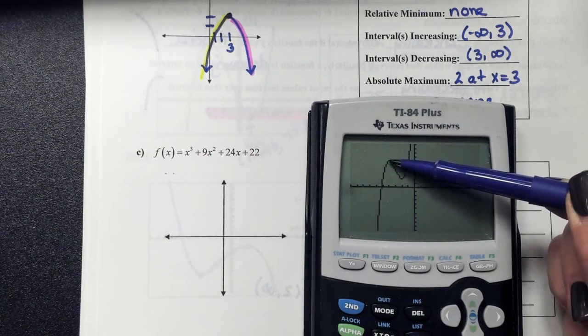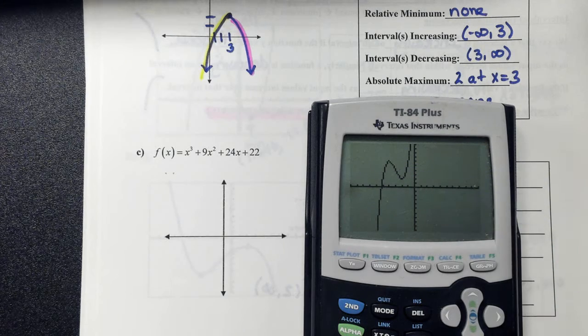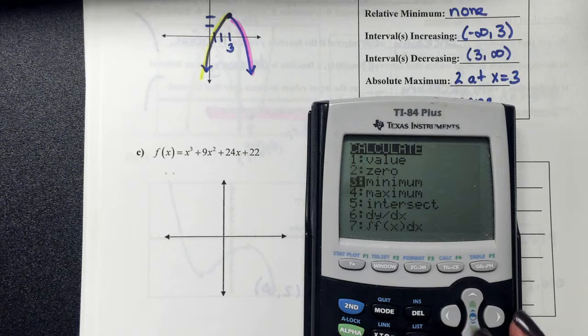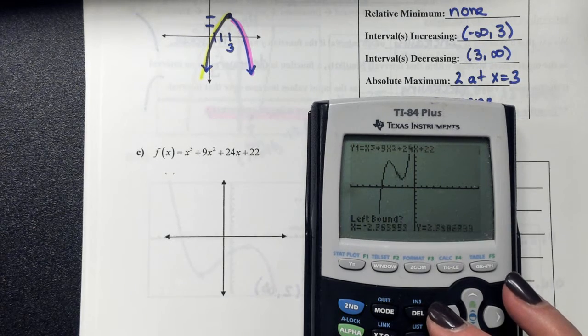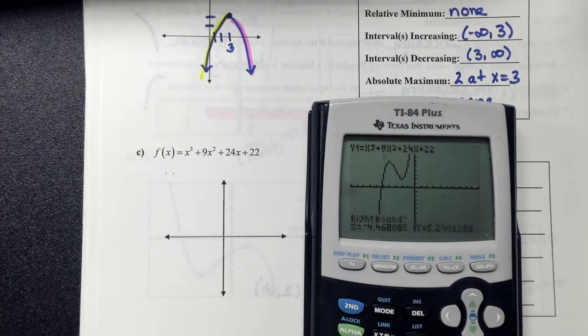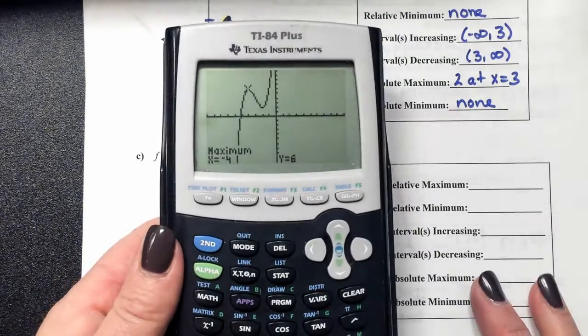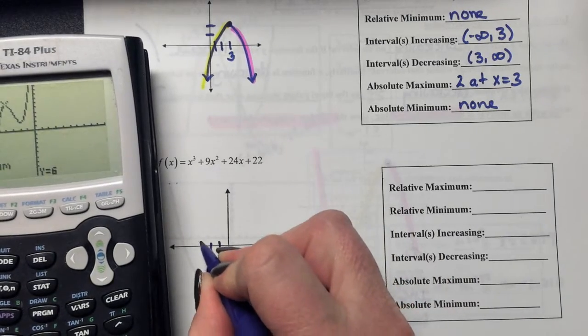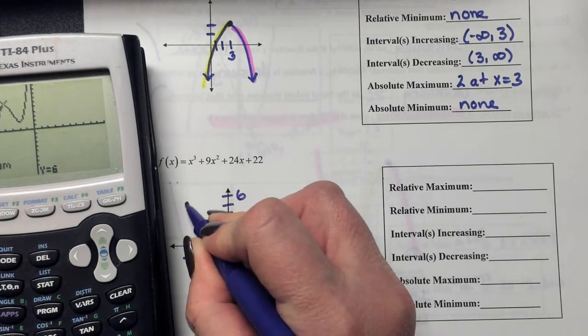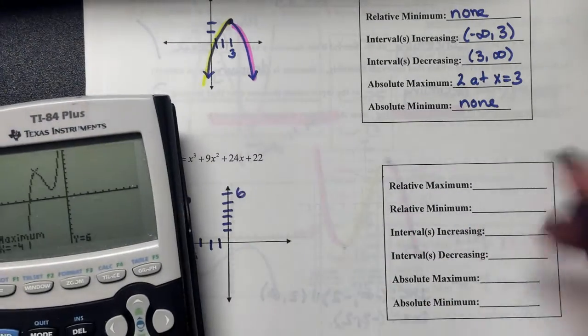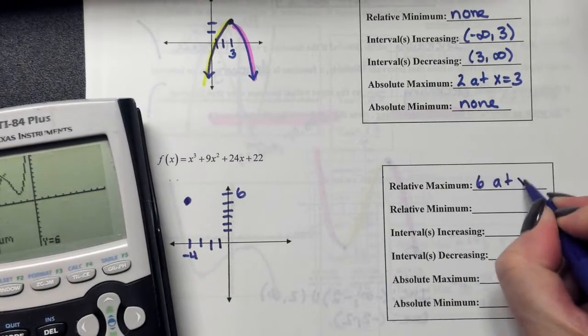Notice I've got a relative maximum and a relative minimum. To find those points, I'm going to go to second trace. I'm going to do the maximum first, option 4. Remember, I need to move my cursor slightly to the left of that relative maximum. Then I'm going to move it to the right of that relative maximum and then hit enter. So notice my relative maximum is occurring at (-4, 6). So to sketch the graph, the relative maximum, remember, is the y value of 6, and it's occurring at x equals negative 4.